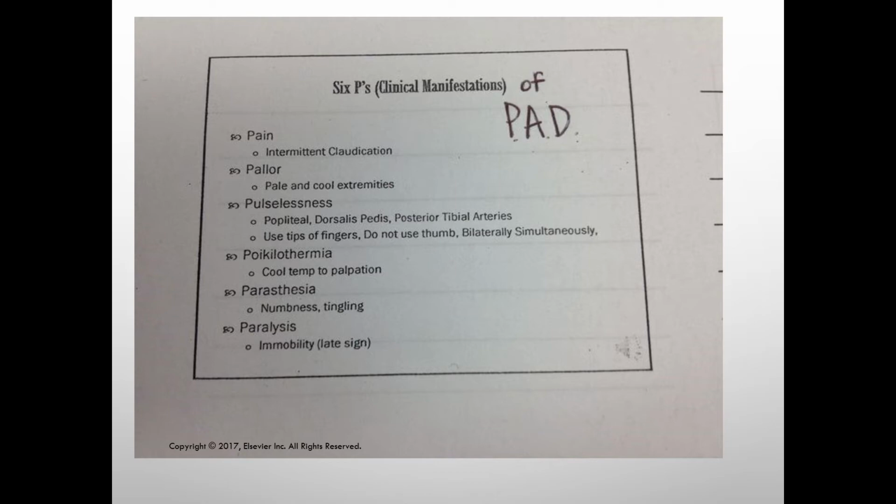They may have pulselessness as opposed to venous, which will have a pulse: popliteal, dorsalis pedis, posterior tibial pulse. Use the tip of the fingers. Do not use the thumb, because the thumb has its own pulse, and do it bilaterally and simultaneously so that you can compare. If one leg is hot and one leg is cold, how are you going to know which one is hot or cold unless you use the back of your hand to touch the feet simultaneously? Cold temperature is also pretty normal with a lot of the PADs.